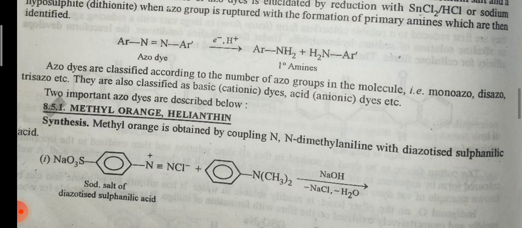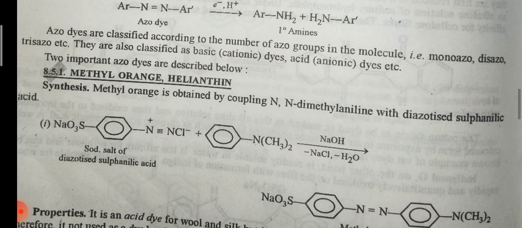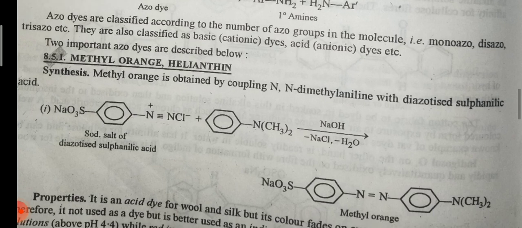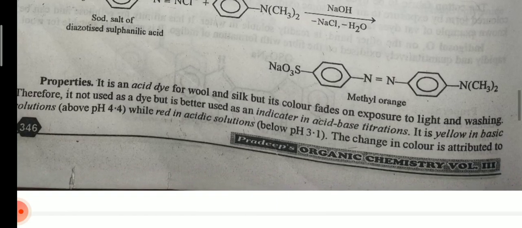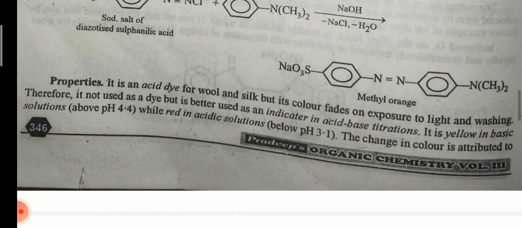Two important azo dyes are described below. Methyl orange, helianthin. Methyl orange is obtained by coupling N,N-dimethylaniline with diazotized sulfanilic acid. Properties. It is an acid dye for wool and silk, but its color fades on exposure to light and washing. Therefore, it is not used as a dye but is better used as an indicator in acid-base titrations.